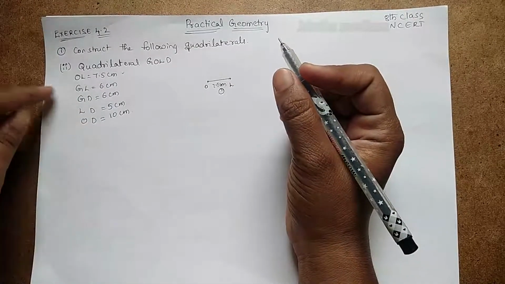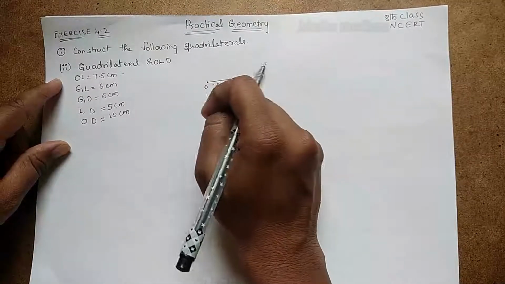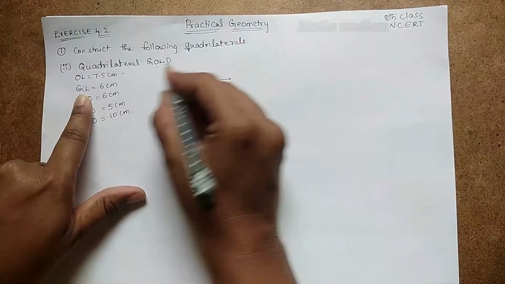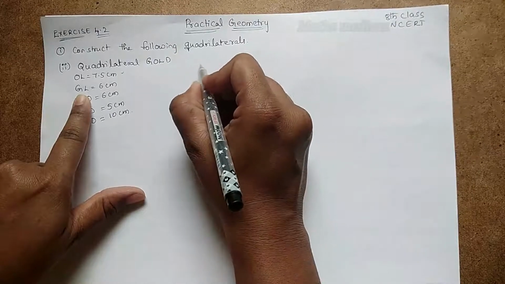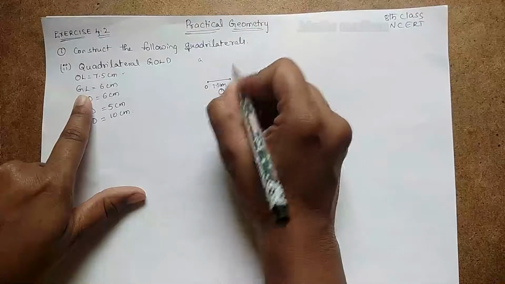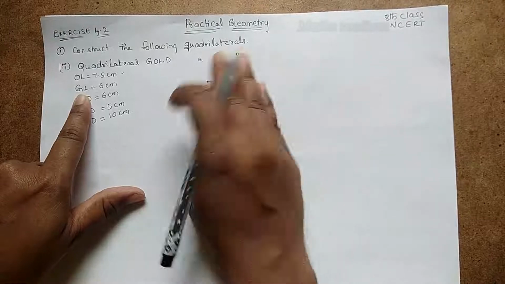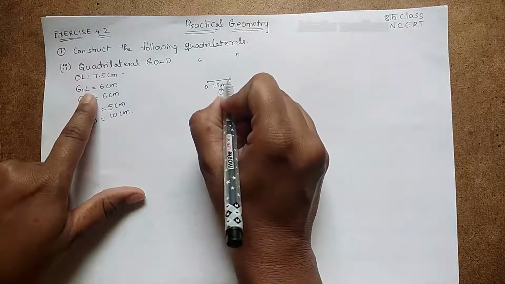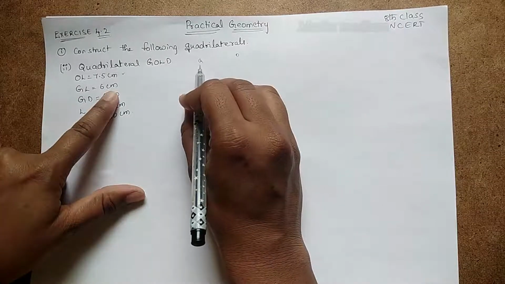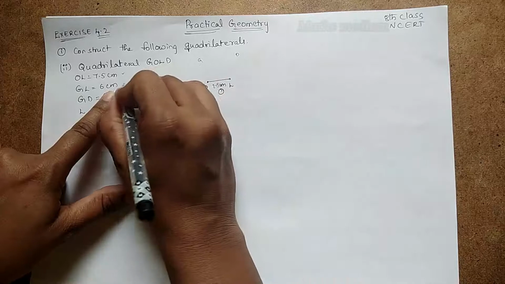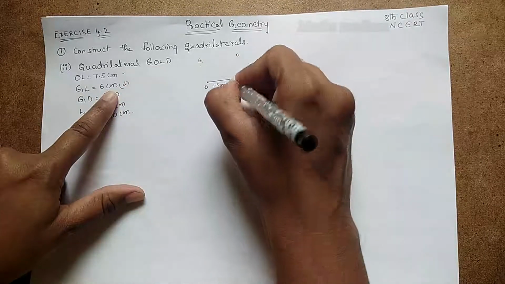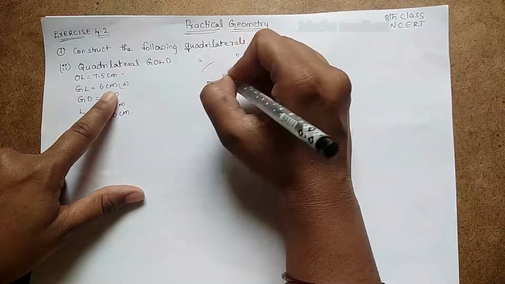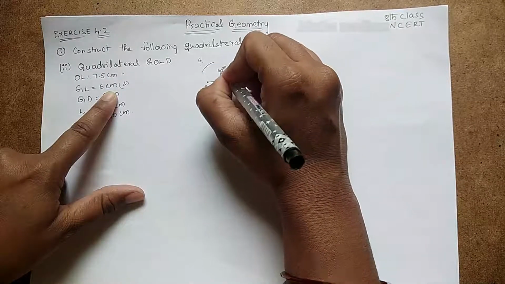Next, from L or O, we have to check any connections. So from L we have GL. Let it be G here, O, L, D, like this quadrilateral. The sizes may vary, but here we have points like this. So from L we have 6 centimeters up to G. So this is a diagonal, right? From L we have to make an arc with 6 centimeters. This is the second step.